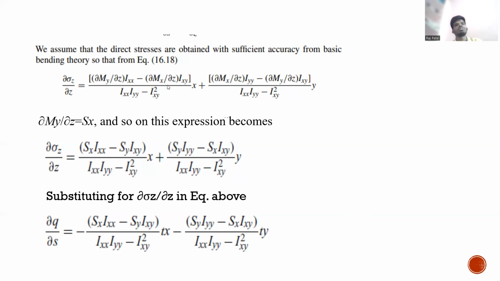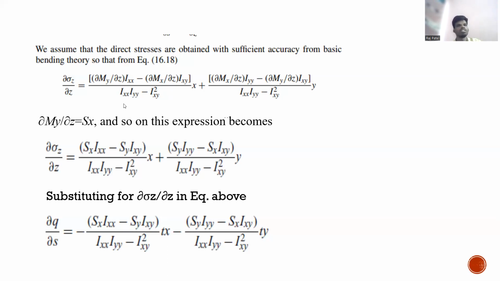is of dou sigma z by dou z, and where Ixy is the moment of inertia along the xy direction, into x. x is the distance from the neutral axis. By considering the same as in the y direction, the equation becomes dou sigma z equals dou Mx by dou z into Iyy minus dou My by dou z into Ixy. So the equation becomes Ixx into Iyy minus I square xy.